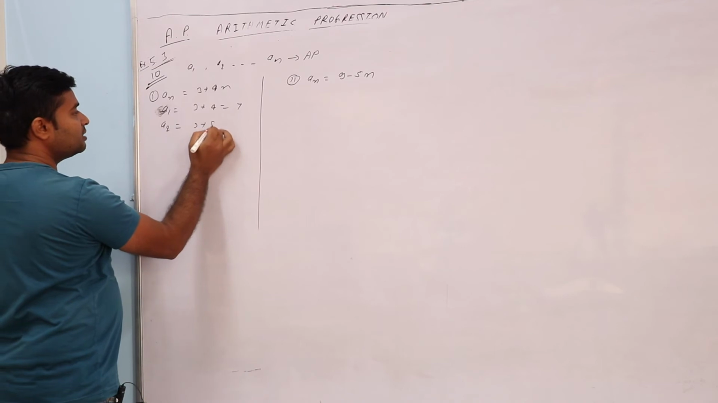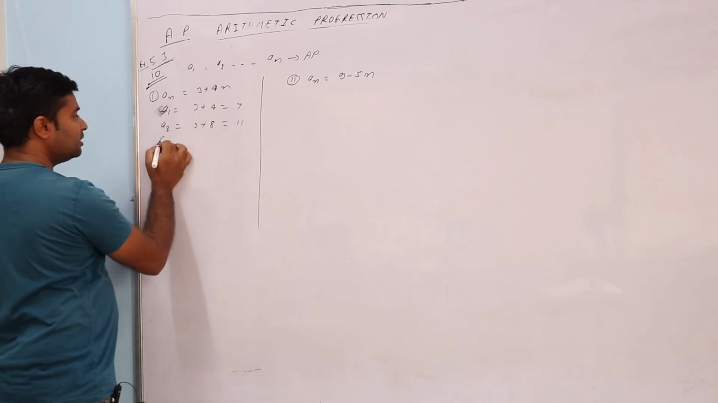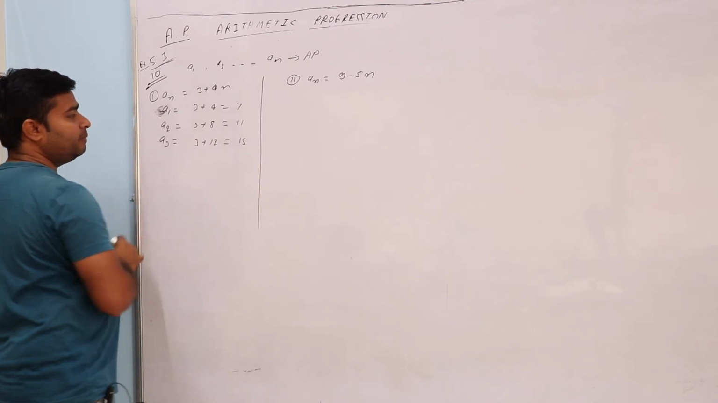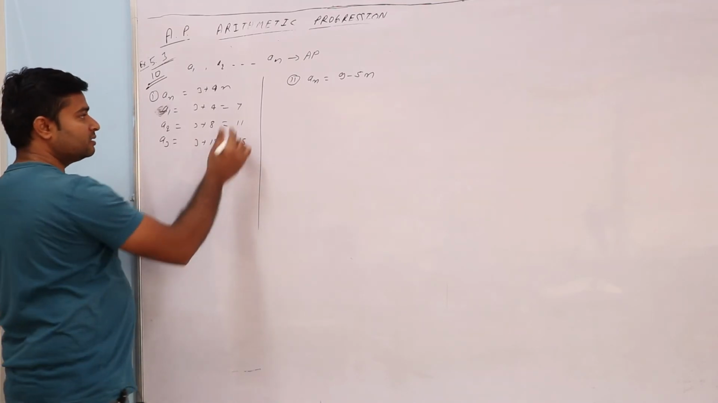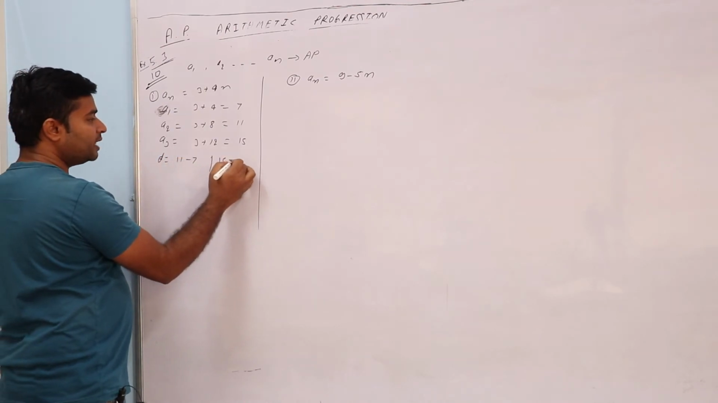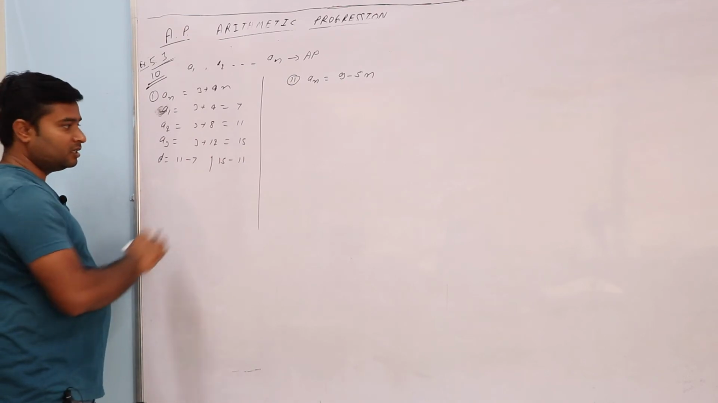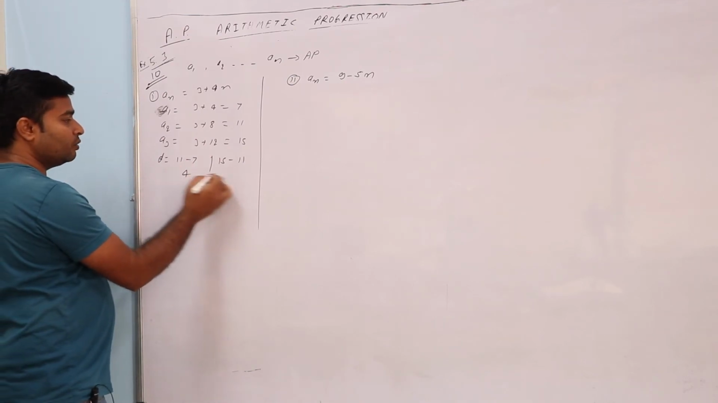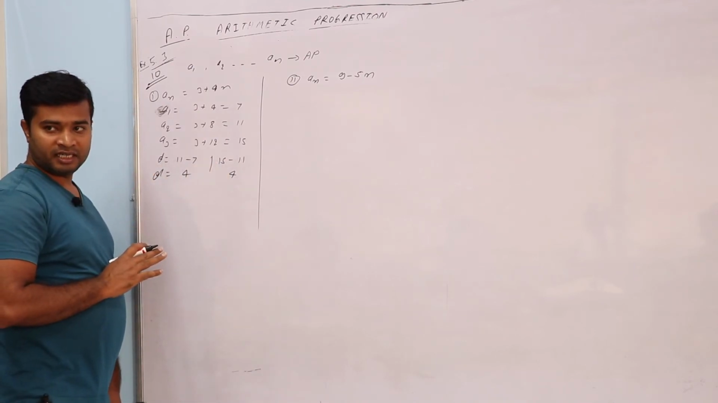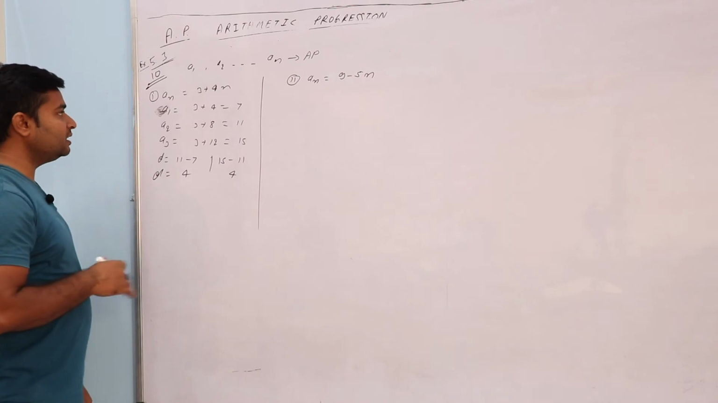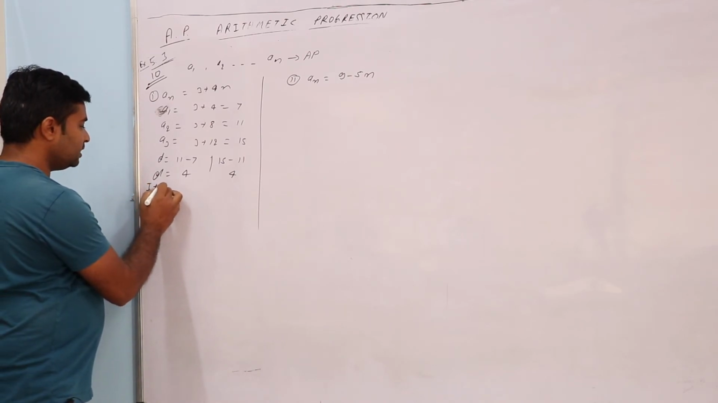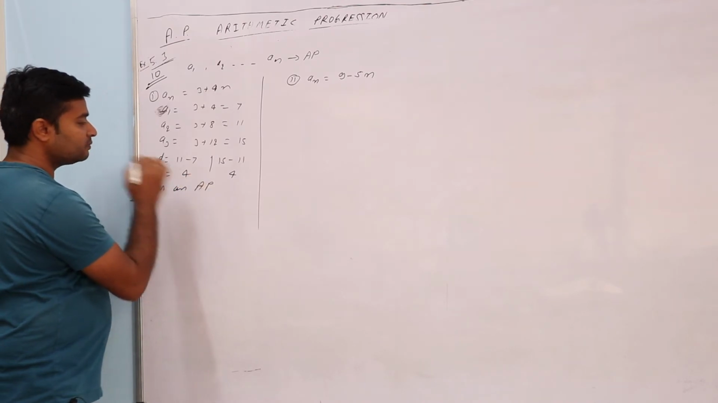A2, 3 plus 8 is equal to 11. A3, 3 plus 12 is equal to 15. Yes or no? Yes, sir. What is the D in both cases? 11 minus 7 and 15 minus 11. 11 minus 7 is 4 and here also 4. We are getting D the same at both places. If D is the same, it is forming an AP. Means we can say it is an AP.